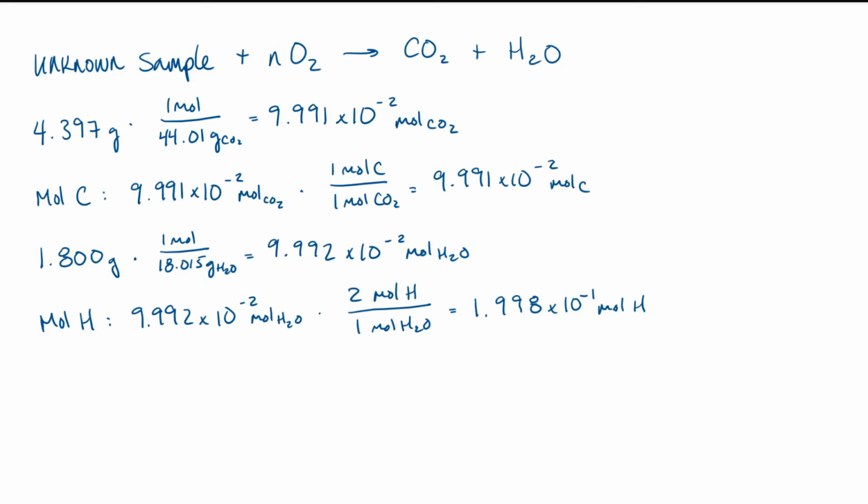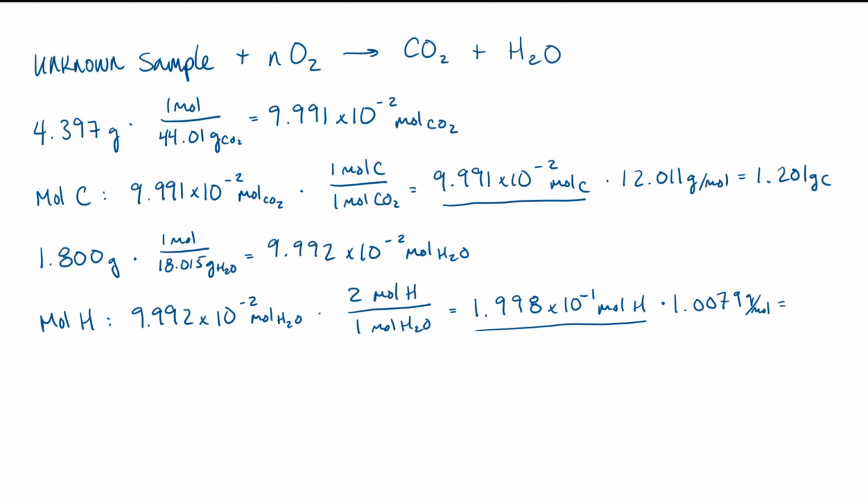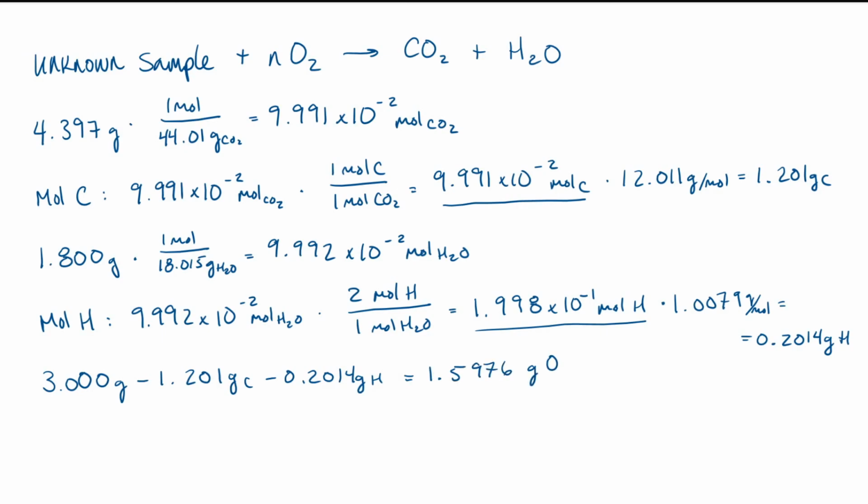To find how much oxygen was attached to the original compound, we need to subtract the weight of the carbon and the hydrogen from the weight of the initial sample. So we multiply the moles of carbon and the moles of hydrogen by their molar masses to determine the mass of carbon and the mass of hydrogen. Those we subtract from the original sample mass to determine the mass of oxygen that must have been in the original sample, 1.5976 grams of oxygen.